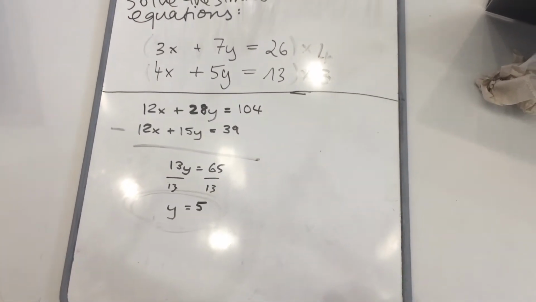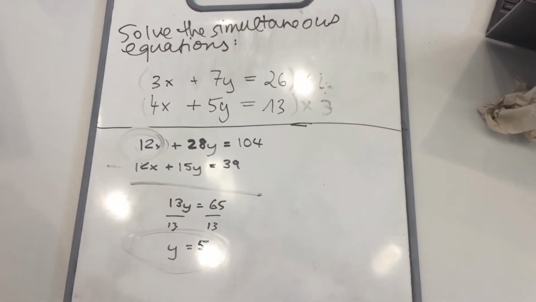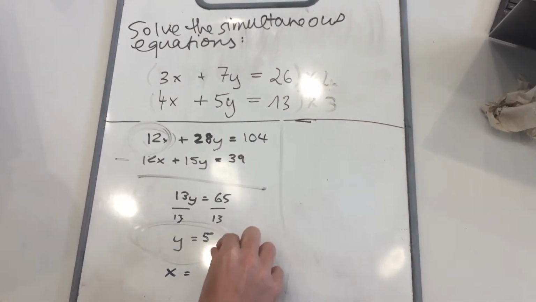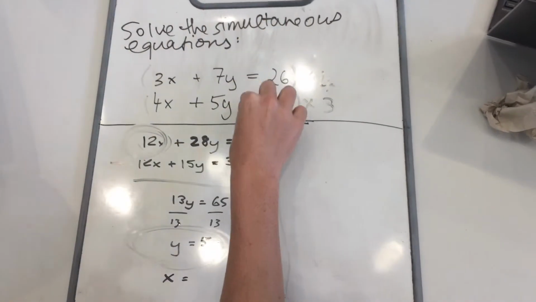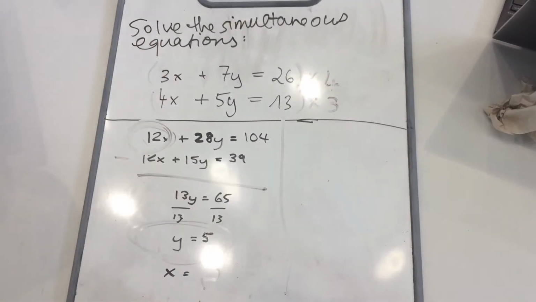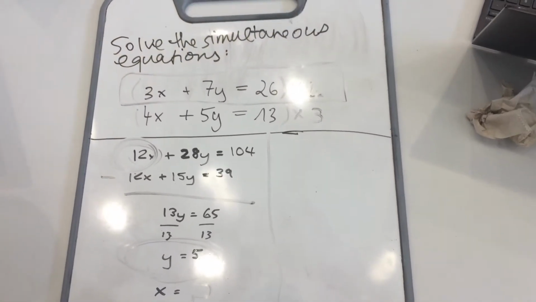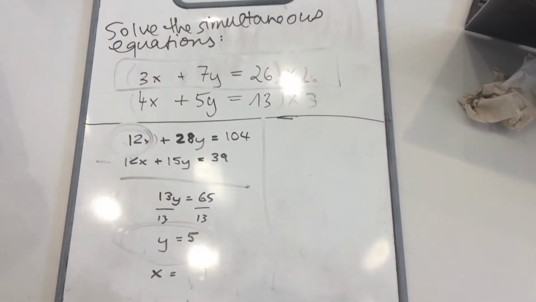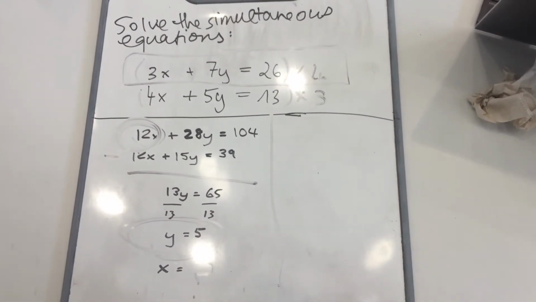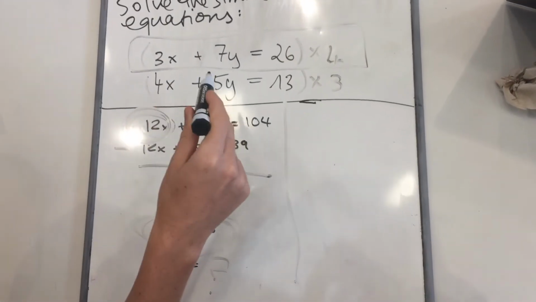But now we need to figure out what x is. And this is possibly the most challenging part of solving simultaneous equations, because now we must incorporate the 5 that we have figured out into one of these equations. In this case, we are going to do that with the very first equation, 3x plus 7y equals 26. And since we know that y is equal to 5, we know that the 7y is actually equal to 35, as 7 times 5 is 35. So now we know that 3x plus 35 is going to equal 26.